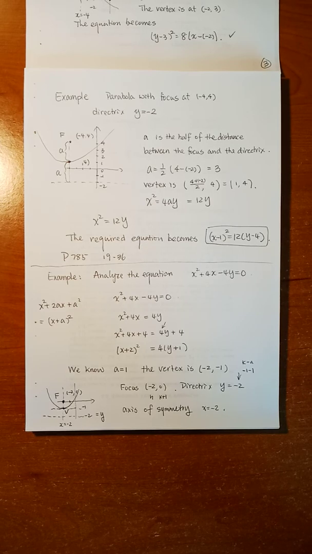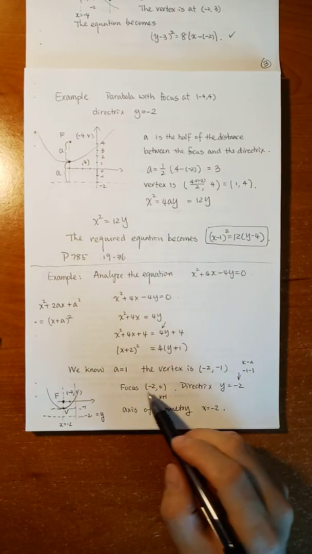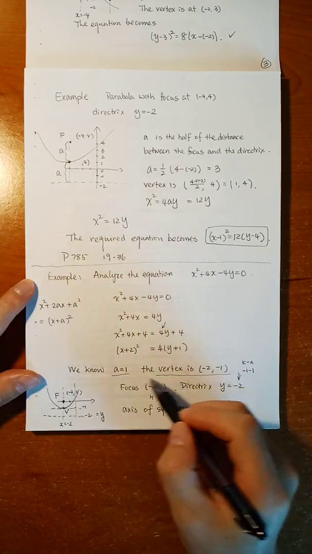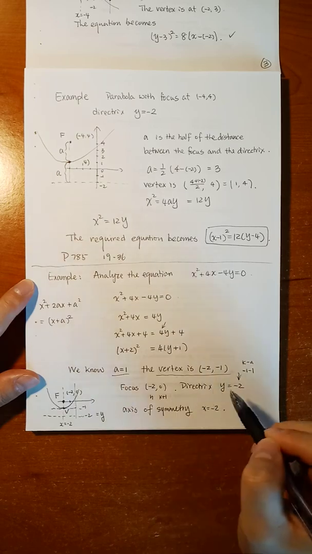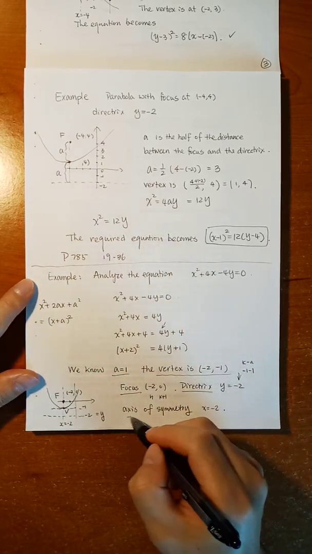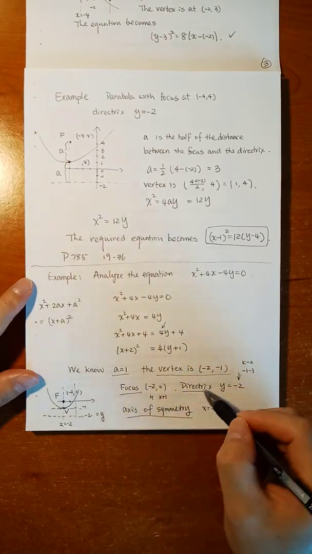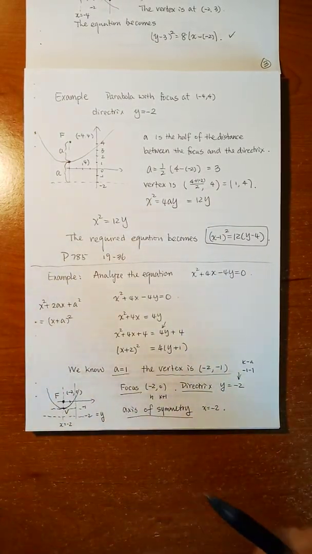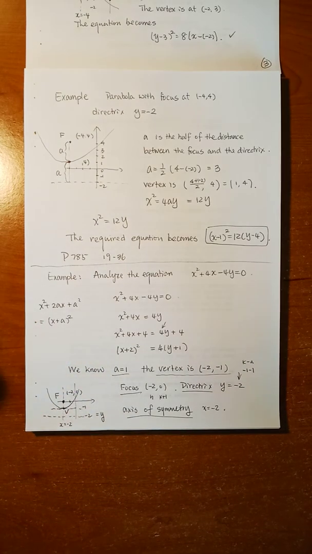So you have focus, directrix, axis of symmetry, vertex. You get everything. Okay, so to analyze a parabola, you just mention all five quantities: A, vertex, focus, directrix, axis of symmetry. 1, 2, 3, 4, 5. And to know that, basically you follow the geometry. A has geometric meaning.